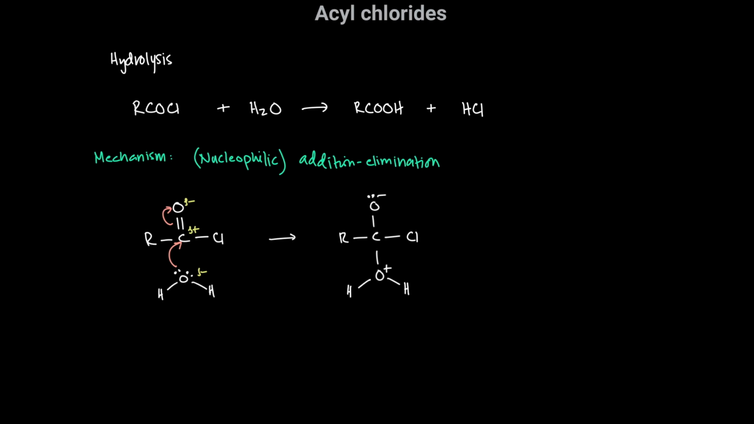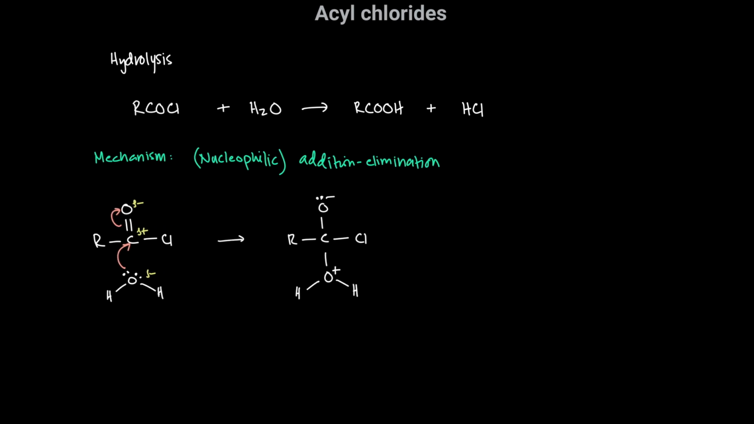Then in the next step, this pi bond reforms and this C-Cl bond breaks. The reason this happens is that the carbon doesn't want to remain bonded to three highly electronegative atoms. It's bonded to two oxygens and a chlorine. This is fairly unstable, because you have three highly electronegative atoms bonded to this carbon. One of those ends up leaving. Chlorine is considered a good leaving group. So this bond breaks and this pi bond reforms.